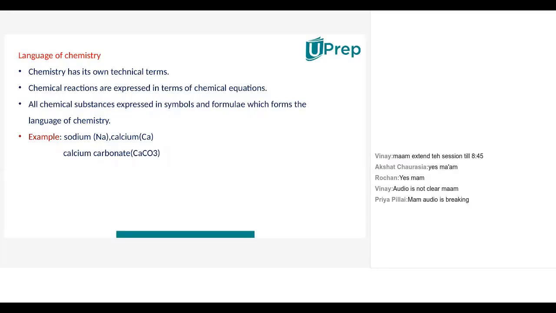Okay, children, so all chemical substances are expressed in symbols, like the alphabet. These symbols and formulae form the language of chemistry. Example: sodium, the symbol is Na. Calcium, the symbol is Ca. For calcium carbonate, the formula is CaCO3.